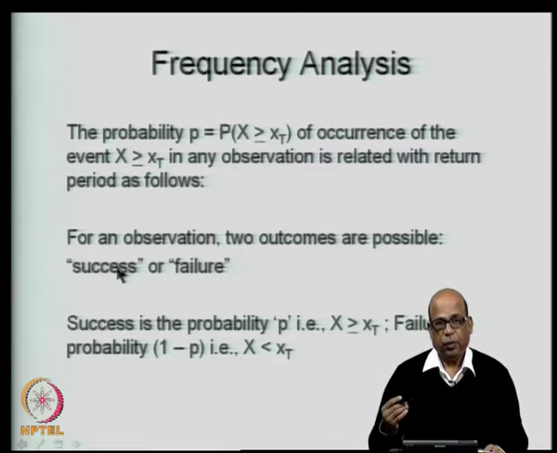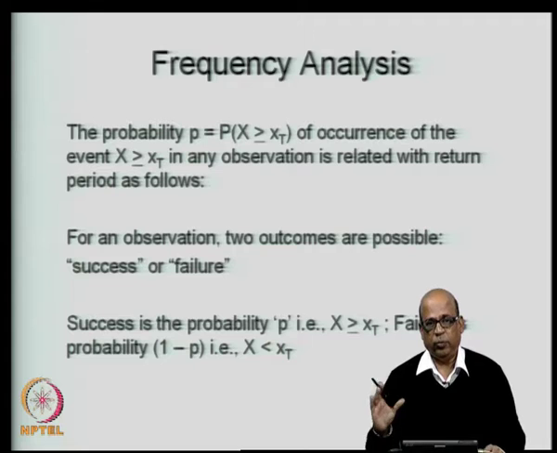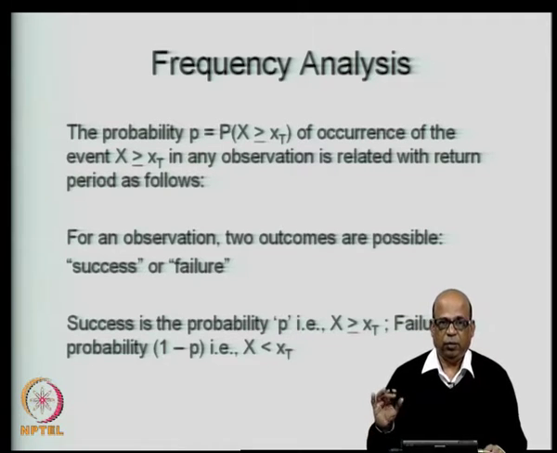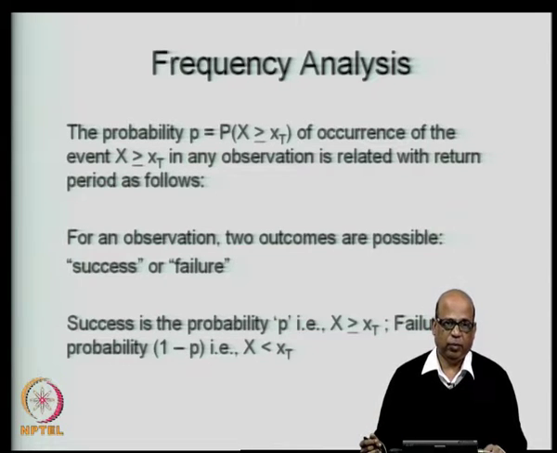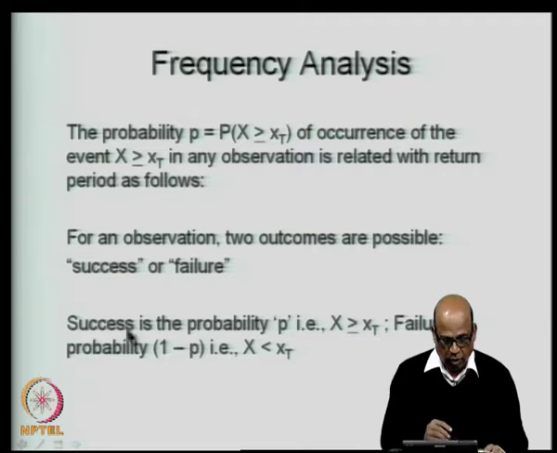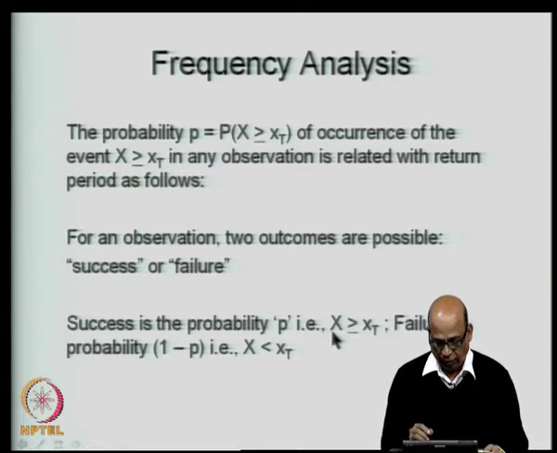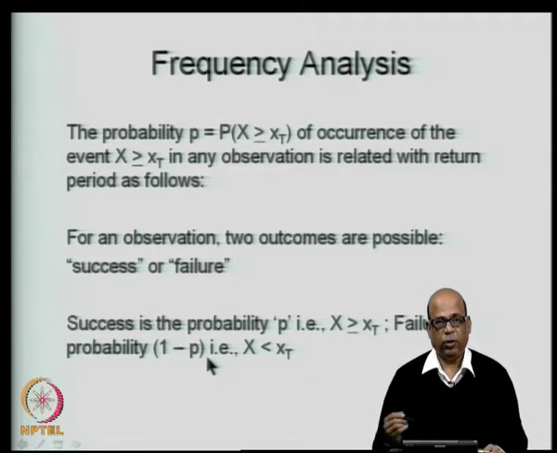Then what we do, whenever this event, x being greater than or equal to x_T, has occurred in the record, we count it as a success. If that event has not occurred, then we count it as a failure. So, any event x less than x_T will be reckoned as a failure. Because we define p as the probability of x being greater than or equal to x_T, the success occurs with probability p, and failure occurs with probability 1 minus p. So, the event x greater than or equal to x_T has a probability of p, and the event x less than x_T has a probability of 1 minus p.